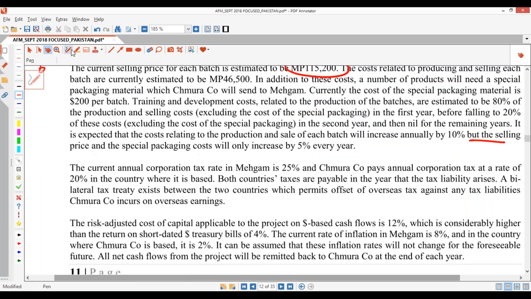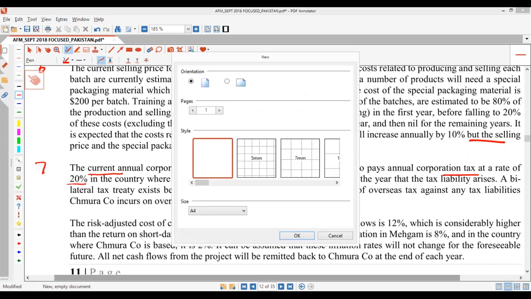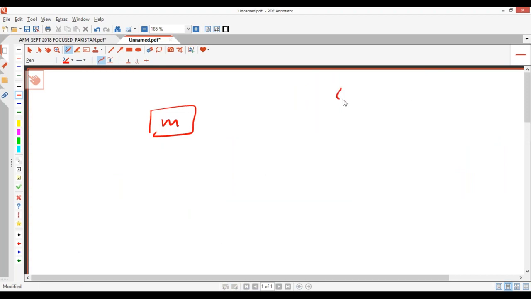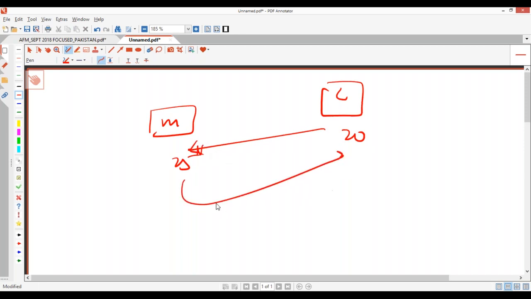Okay, paragraph number 7. The current corporate tax in Megam is 25%. Komura pays 20. So basically, this is going to be treated like this. This is going to be Megam. This is going to be Komura. Komura pays 20, here you pay 25. So if you pay 25, you come back. Well, if there is a double tax agreement, you don't have to pay, and you don't have a refund.